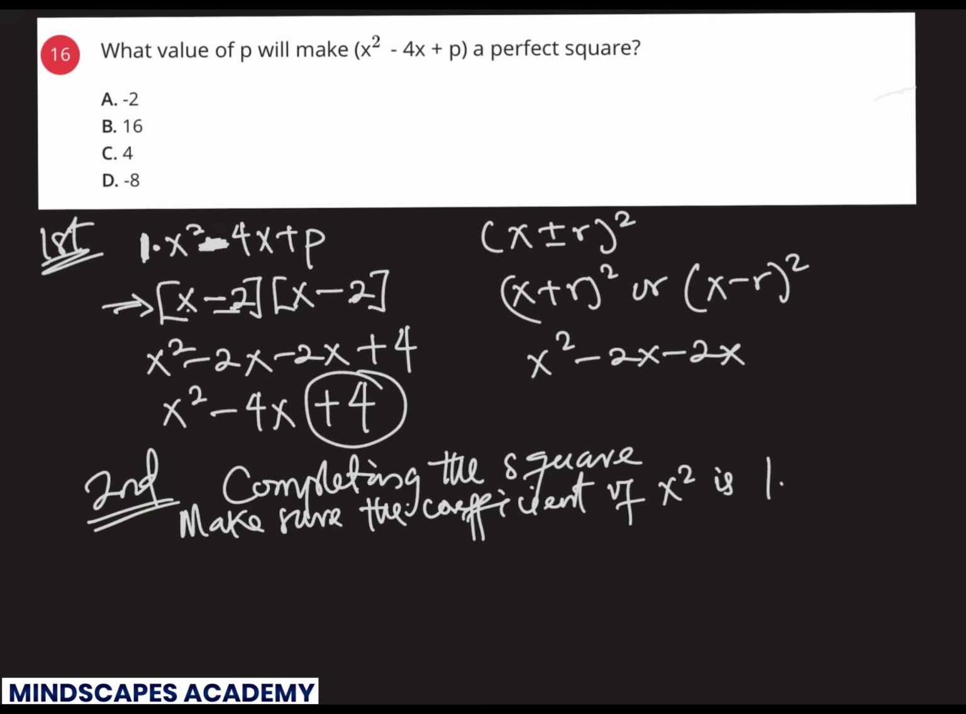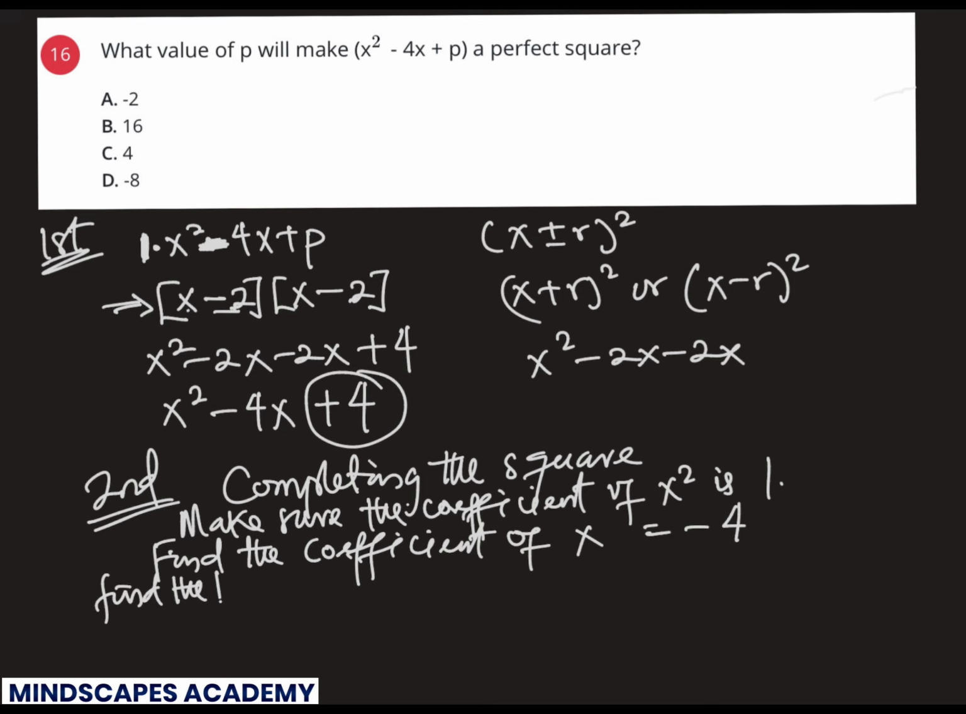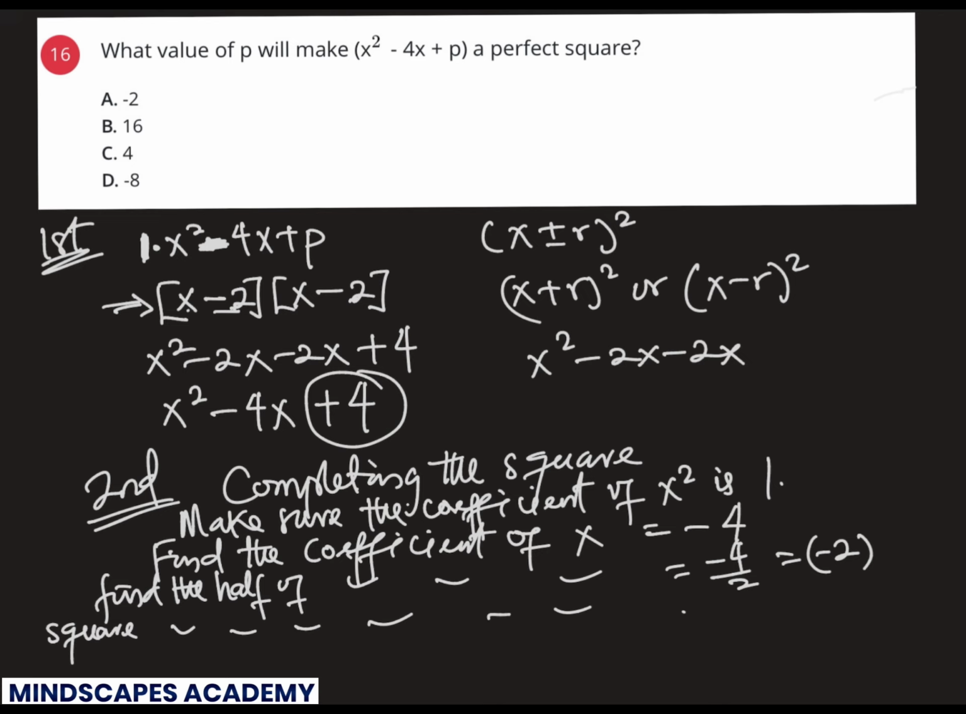Now the next step is to find the coefficient of x. What is the coefficient of x? That is negative 4. Now you find half of the coefficient of x. What is the half? The half is negative 2. Then lastly, you square the half of the coefficient of x. If you square the half, you get 4.